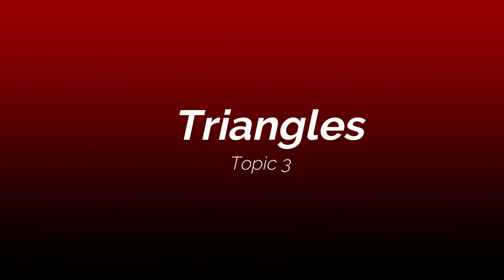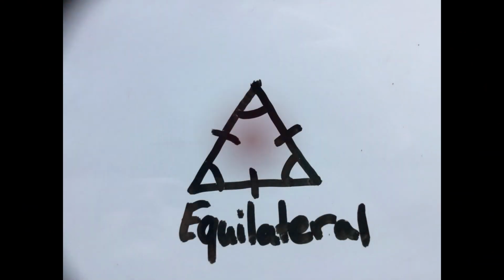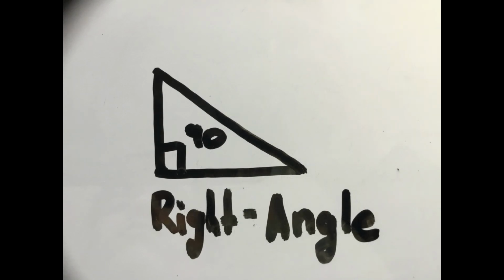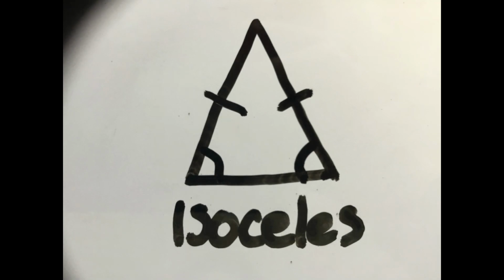Next topic is triangles, different triangles. We have equilateral, all sides and angles are equal. We have right angle triangles with a 90 degree angle, and the rest can be anything. We have the isosceles, which have two sides that are the same and two angles that are the same.